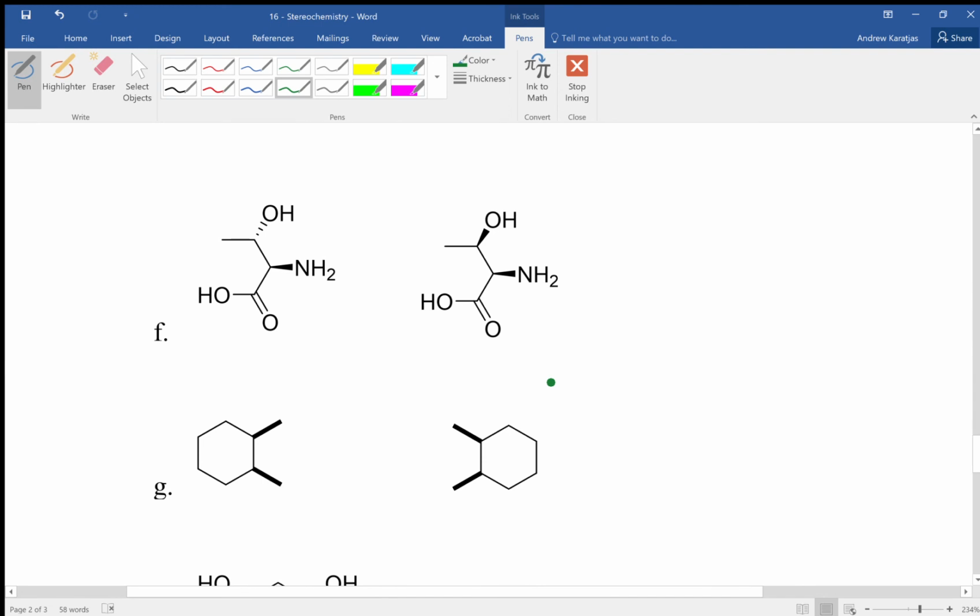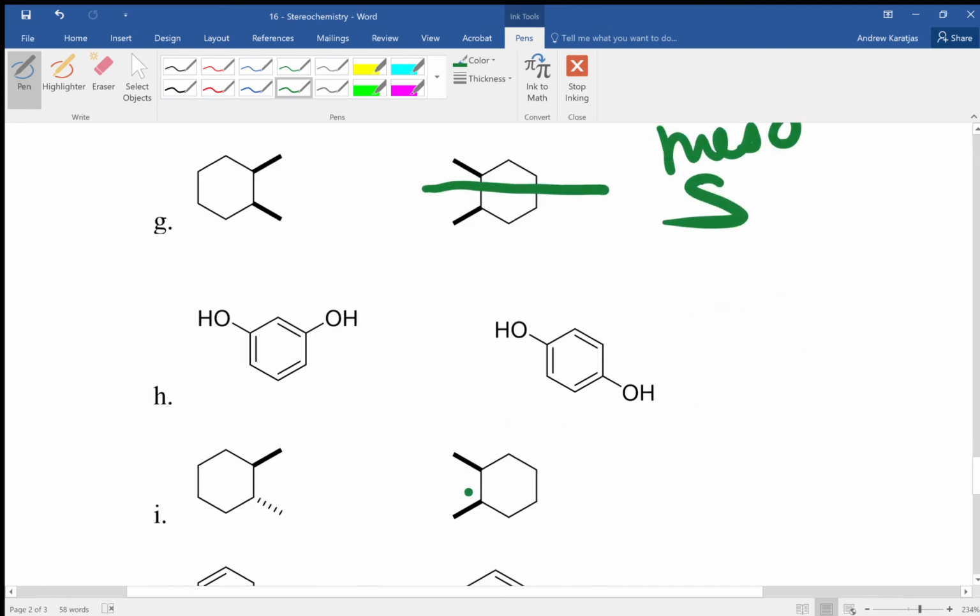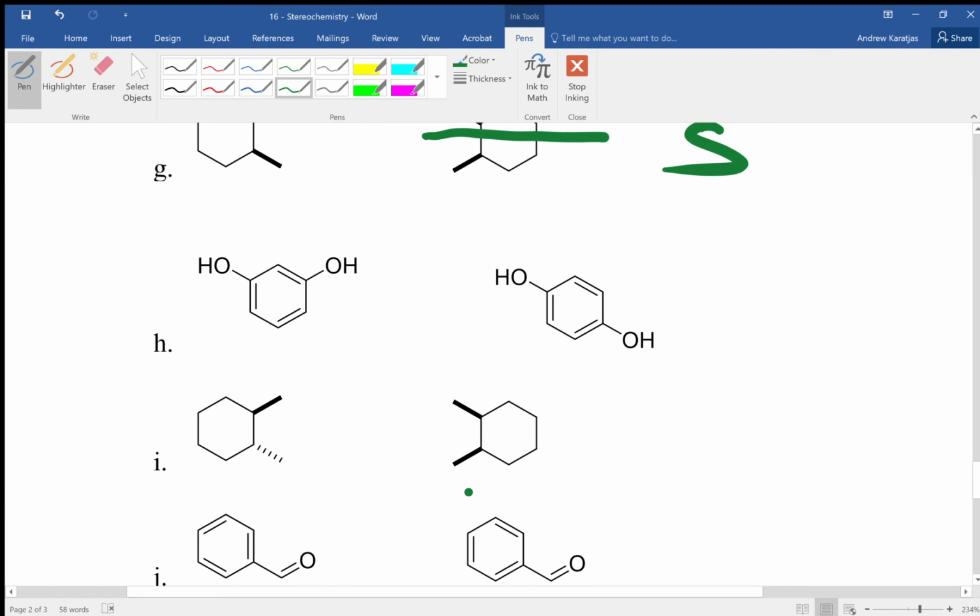In F, we have two chiral centers. One's the same, one's been reversed. Those are diastereomers. G, just like in part E, we have that internal plane of symmetry. So these are, again, meso compounds and therefore the same. Part H, well, you can see we've literally taken an alcohol and moved it one carbon. So those are just constitutional isomers.